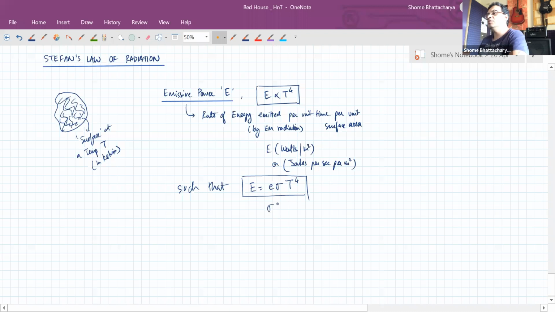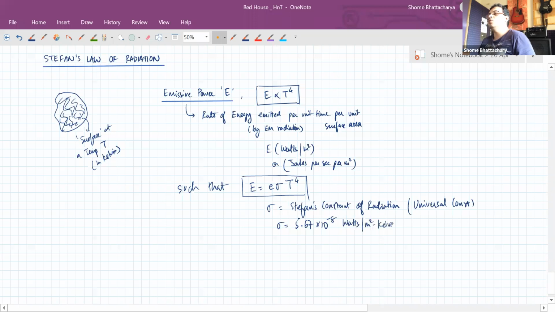where here sigma is Stefan's constant of radiation, or we also call it Stefan's radiation constant, which is a universal constant. It does not depend on anything else. Okay. Sigma is experimentally determined to be 5.67 times 10 raised to the power minus 8 watts per meter square Kelvin to the power 4.